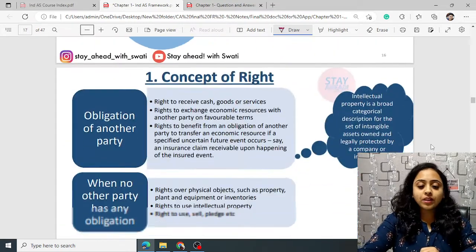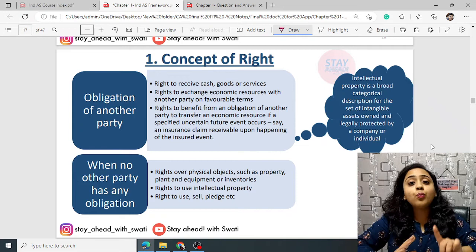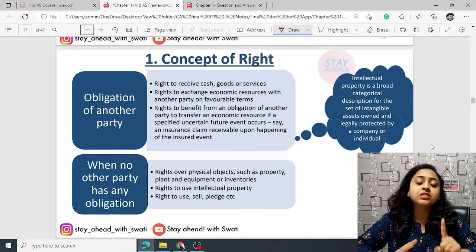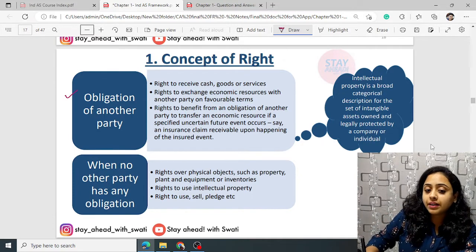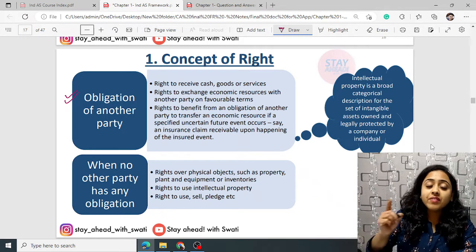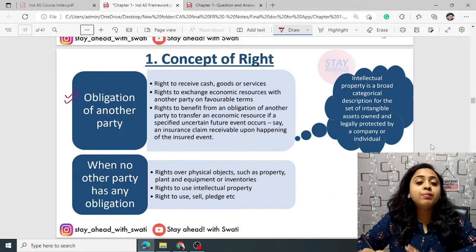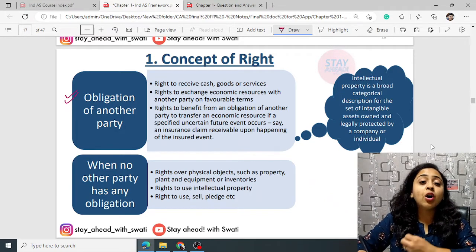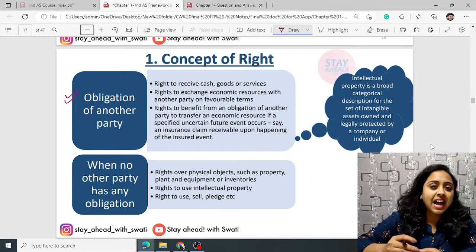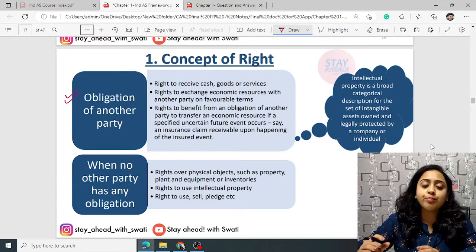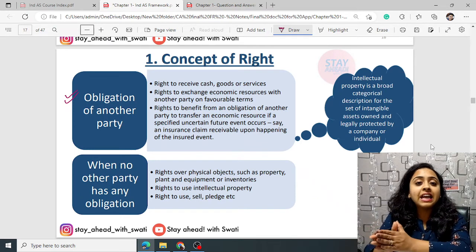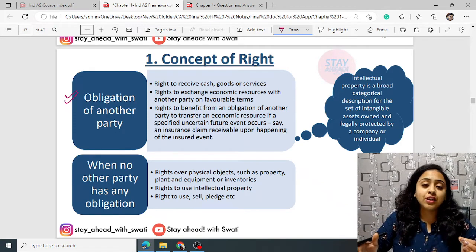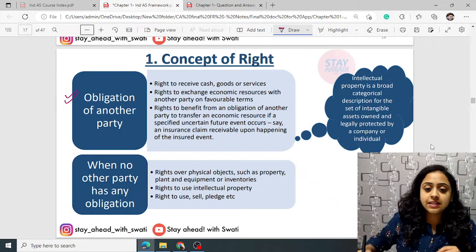Let's begin with our concepts. Now we will talk about all 3 key aspects. First aspect was right. Let's begin. Obligation of another party. Whenever there is an obligation of another party, it will be considered your right. That means the third party has a responsibility to fulfill either cash, goods, or services, in any form. If they have any responsibility, duty, or obligation, then in contrast you have an asset, you have a right.